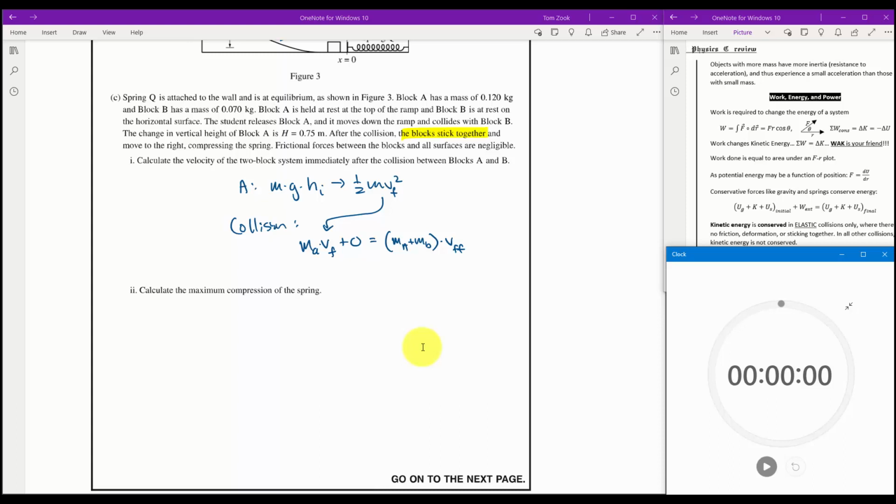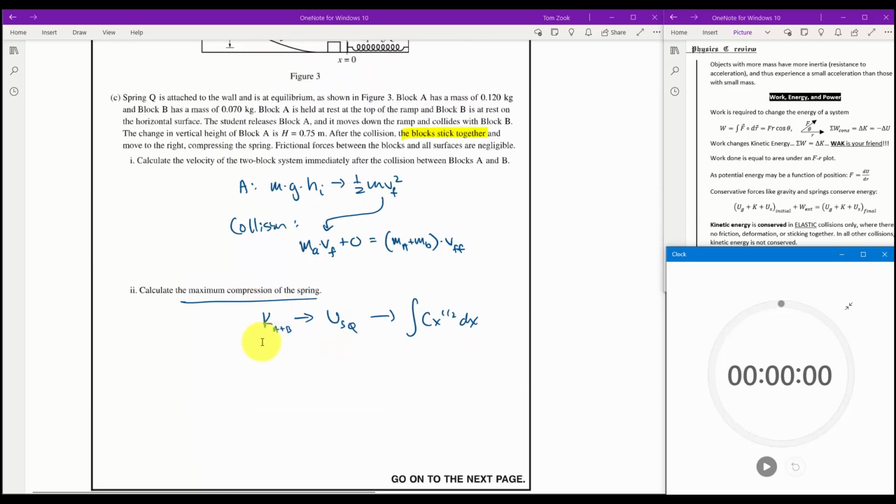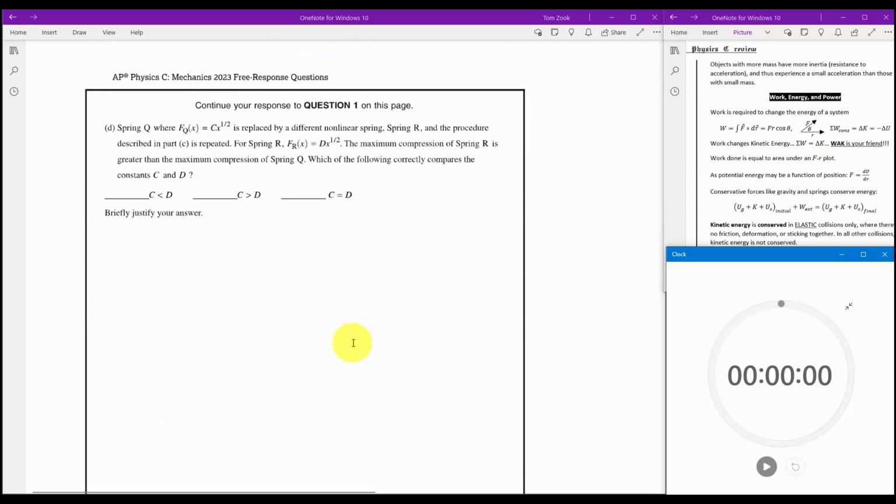And then they want to know the maximum compression of the spring. Here I would have to say that the K for A and B together is going to turn into the spring energy for Q, and for that spring energy I've got to use that integral of Cx to the 1/2 dx that we got up above. So we'd have to pull that equation down to finish that problem off. But again, conservation of energy: the kinetic energy the two blocks have together will compress the spring. Then part D, is that it? Yeah, that's it.